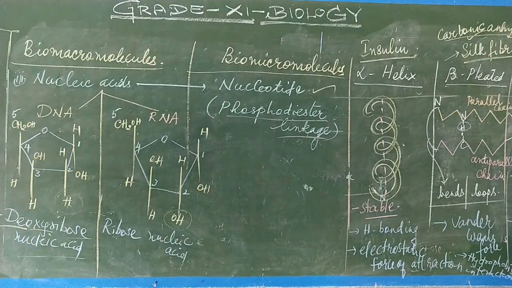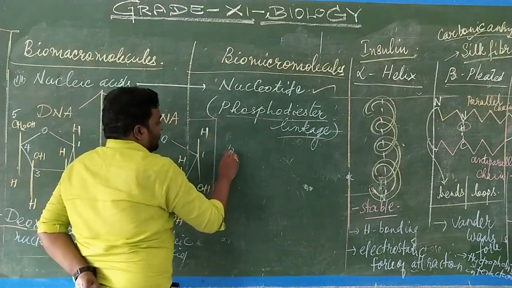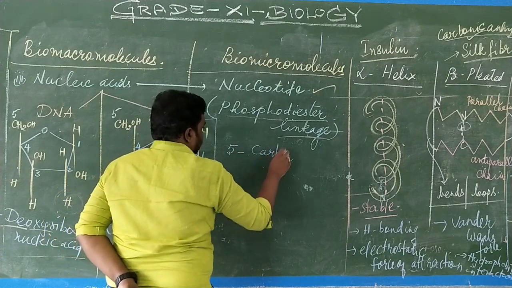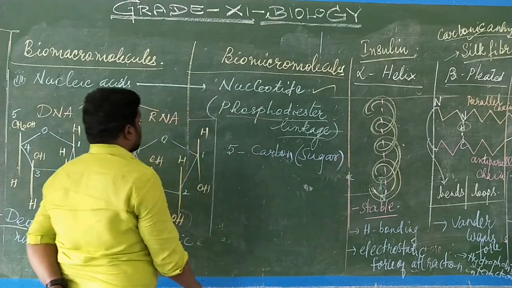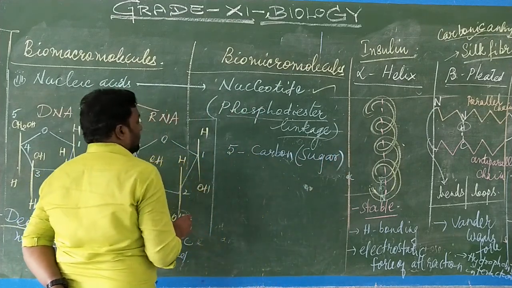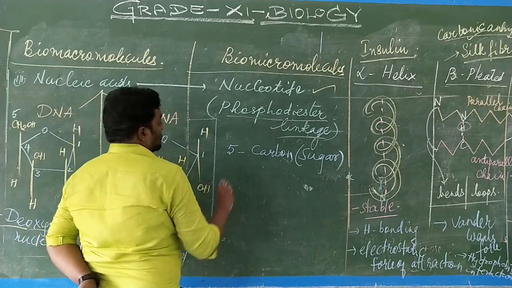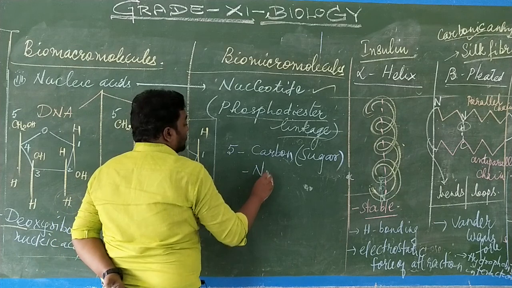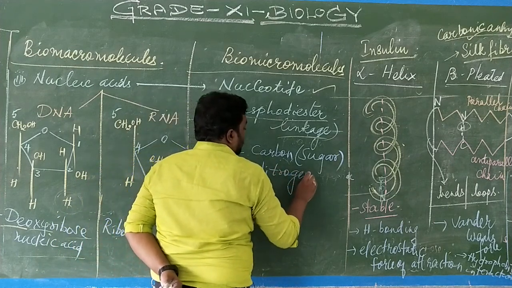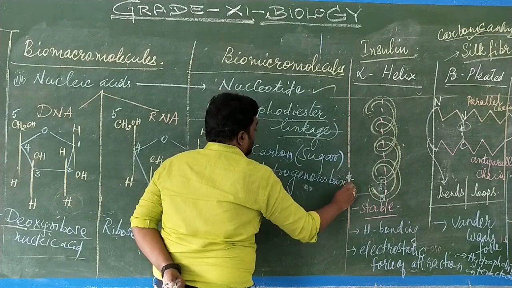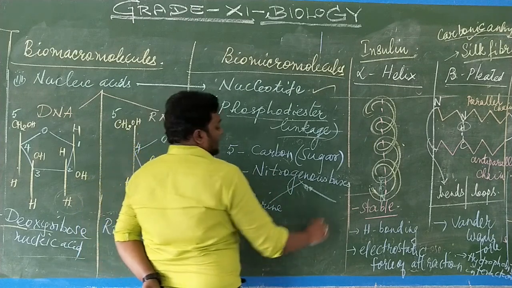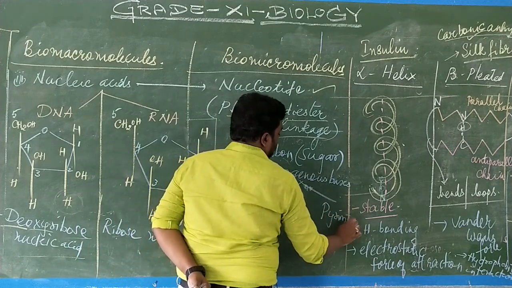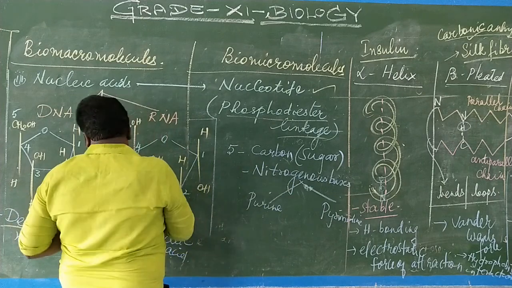Now see, once we look at this structure we can know what all is present. There are 5 carbons with sugars, so we say 5 sugars are present. Then it will be having the nitrogenous bases. What are those nitrogenous bases? The purine bases, and the other one is called the pyrimidine bases.